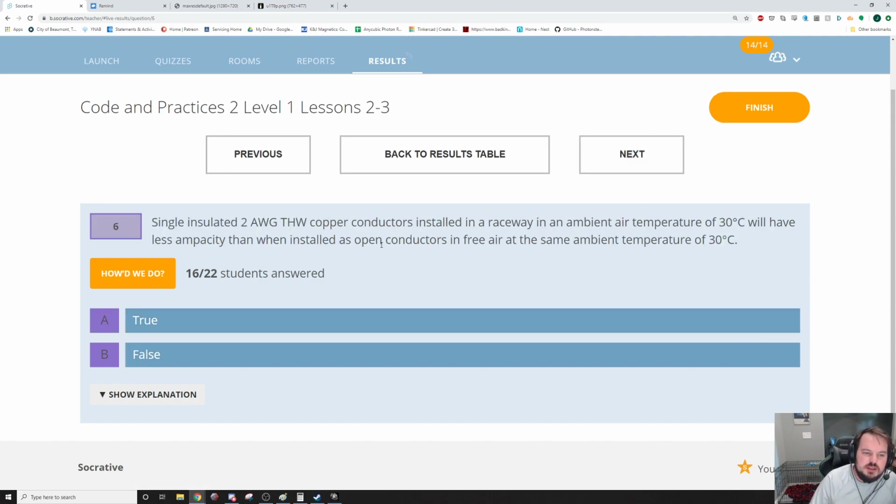A single insulated 2-gauge THW copper conductor installed in a raceway in an ambient temperature of 30 degrees Celsius will have less ampacity than when installed as open conductors in free air at the same ambient temperature. So what this is saying is, if you enclose a set of conductors, it will have less ampacity than if it's just in free air.